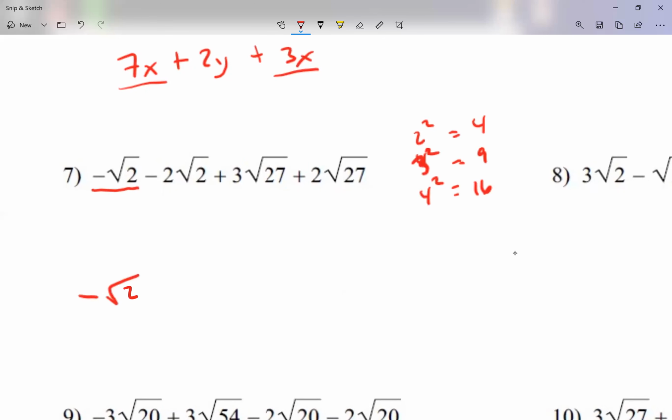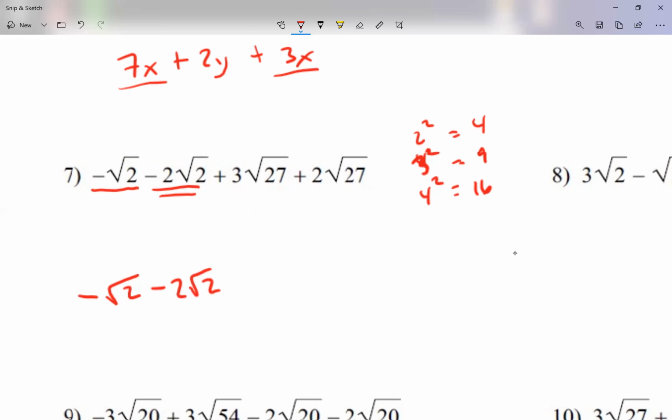Negative radical 2. Then the next one, my next term, negative 2 radical 2. Can we simplify that? No, we cannot. So let me write this as negative 2 radical 2.